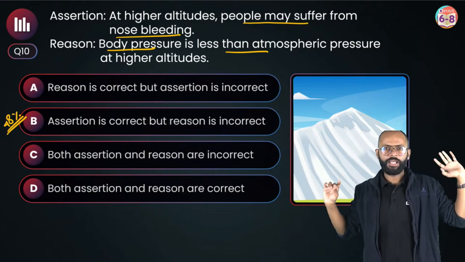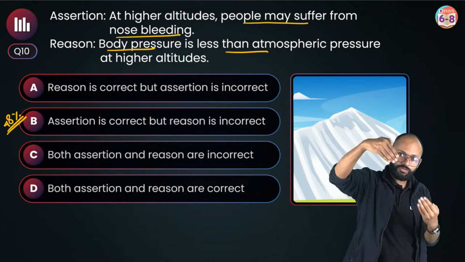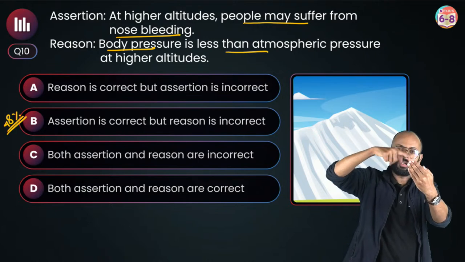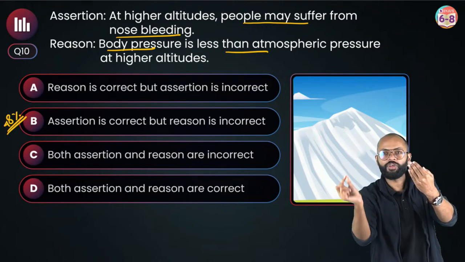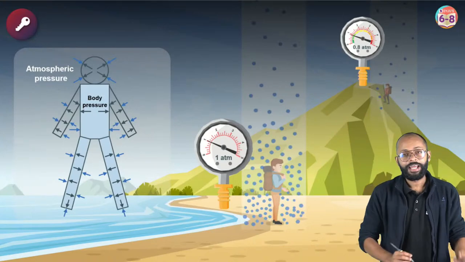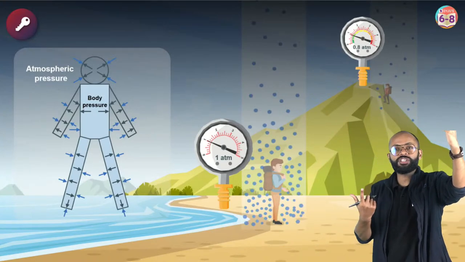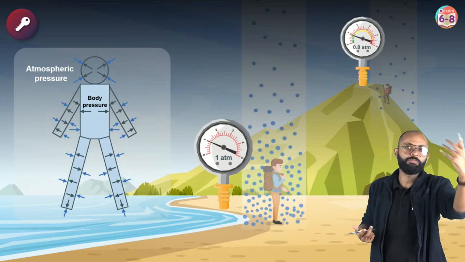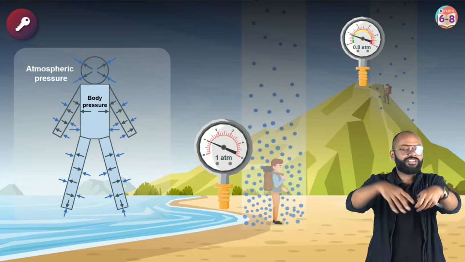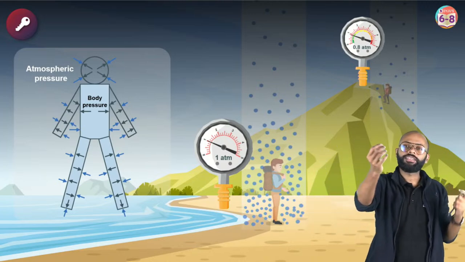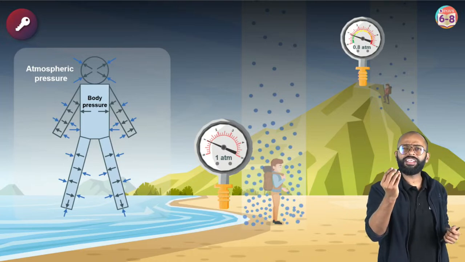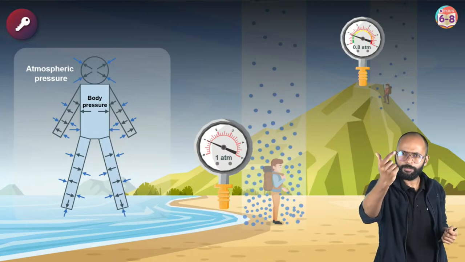You are fine, right? But when you go at height, atmospheric pressure becomes less and your inside pressure becomes more. Now blood can come out of your blood vessels. That is why we say at high altitude, the blood pressure becomes more than the atmospheric pressure, meaning blood will start coming out of the blood vessels. That is why nose bleeding happens, because the blood vessels in the nose are very delicate and rupture fast.